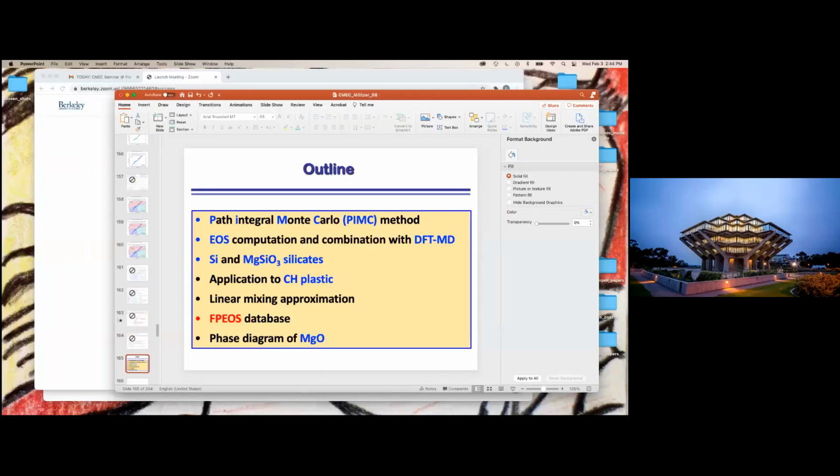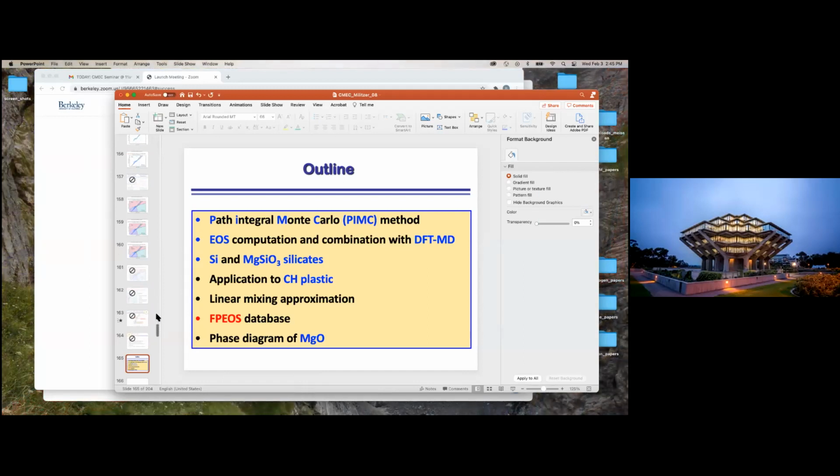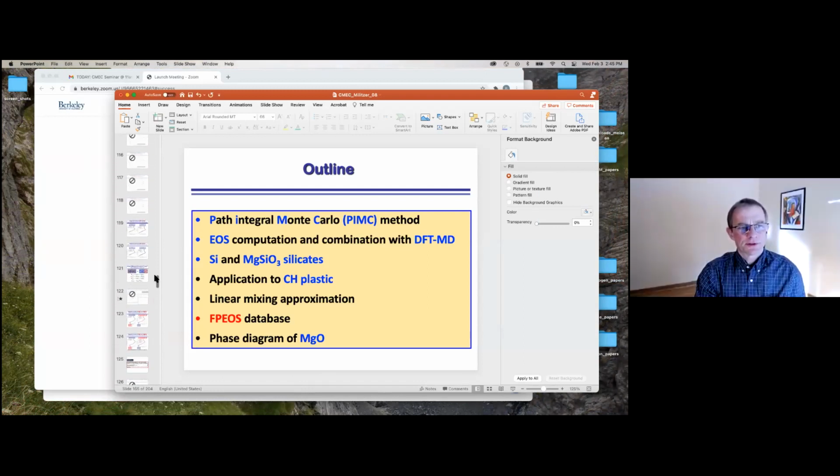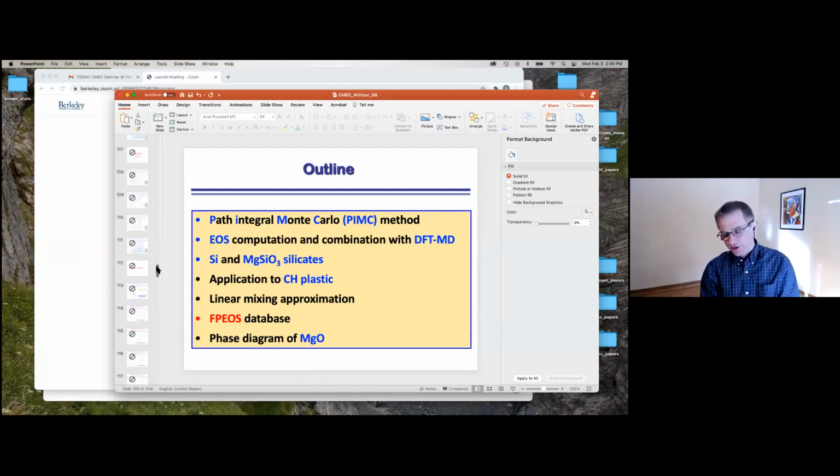Do the CH results assume that the carbon and hydrogen remain fully mixed? Yes, and we tested both things. The calculations I presented here are fully interacting, fully mixed. We do not see any phase separation.